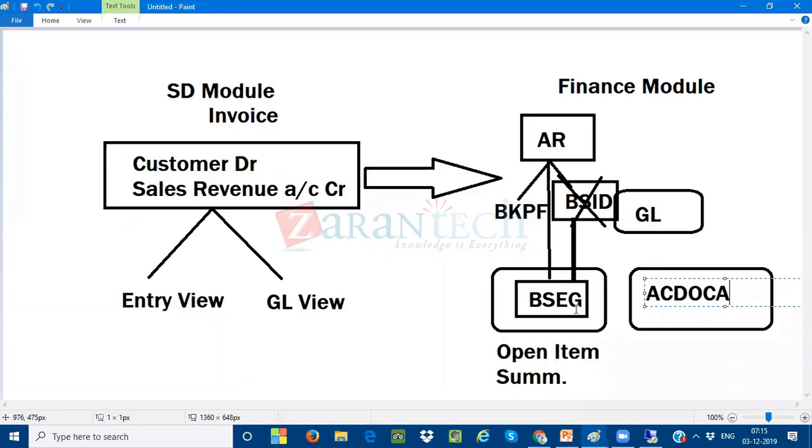It will read the data from your BSEG table, not from the BSID table. So for all the open items and the summarization, the BSEG table is still live, and apart from that, all the line item data is going to be stored in the ACDOCA table.